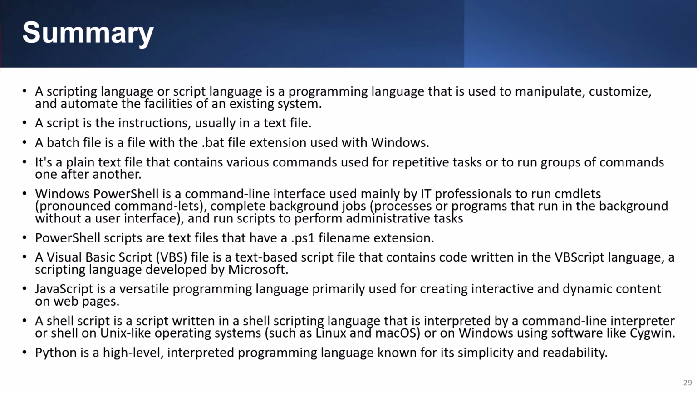A Visual Basic Script, or VBS, file is a text-based script file that contains code written in the VB script language, a scripting language developed by Microsoft. JavaScript is a versatile programming language primarily used for creating interactive and dynamic content on web pages. A shell script is a script written in a shell scripting language that is interpreted by a command line interpreter or shell on Unix-like operating systems such as Linux and Mac OS, or on Windows using software like Cygwin. Python is a high-level interpreted programming language known for simplicity and readability.